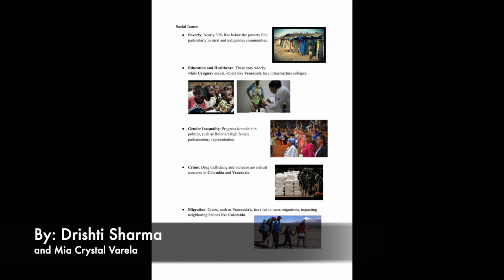Gender inequality. Progress is notable in politics, such as Bolivia's high female parliamentary representation. Crime. Drug trafficking and violence are critical concerns in Colombia and Venezuela. Migration crises such as Venezuela's have led to mass migrations impacting neighboring nations like Colombia.